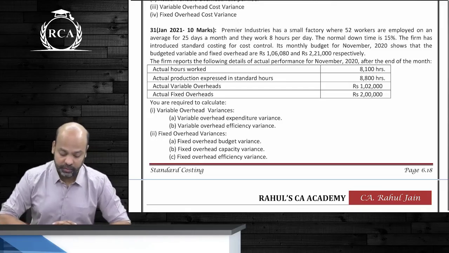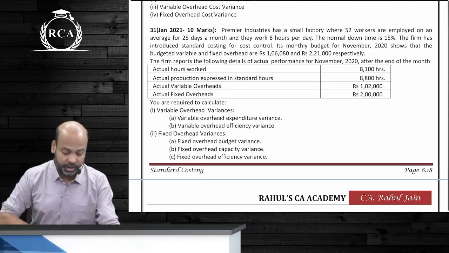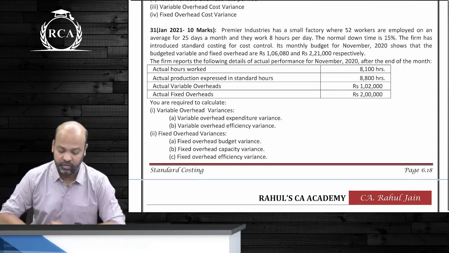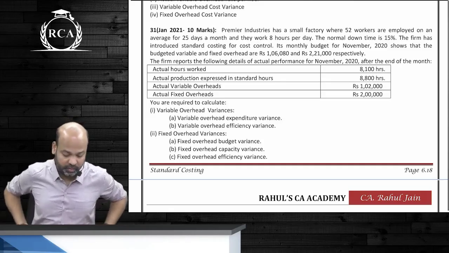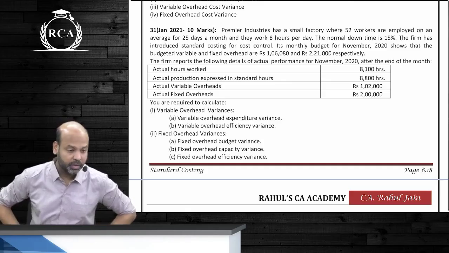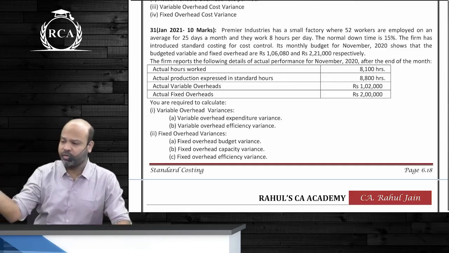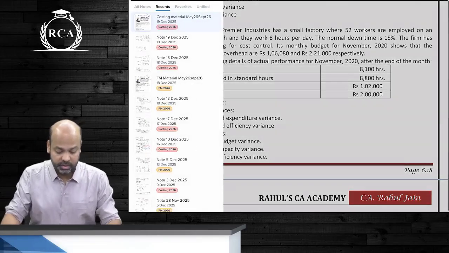Are we clear, guys? The firm has introduced standard costing for cost control. Its monthly budget for November 2020 shows that the budgeted variable and fixed overheads are 1,06,080 and 2,21,000. Once, beta, you compute that, it's easier. Okay? Is it understandable or not? You just write those and go variance wise. First do the variable expenditure, later the fixed expenditure.